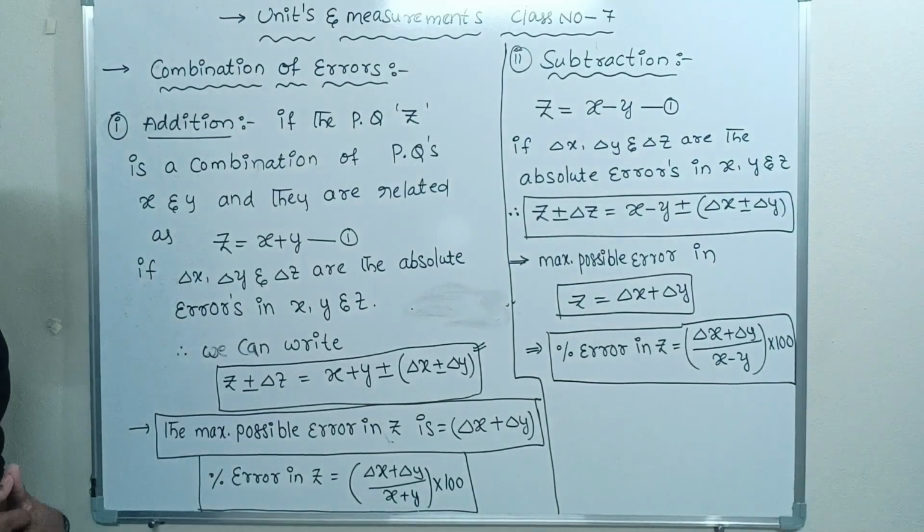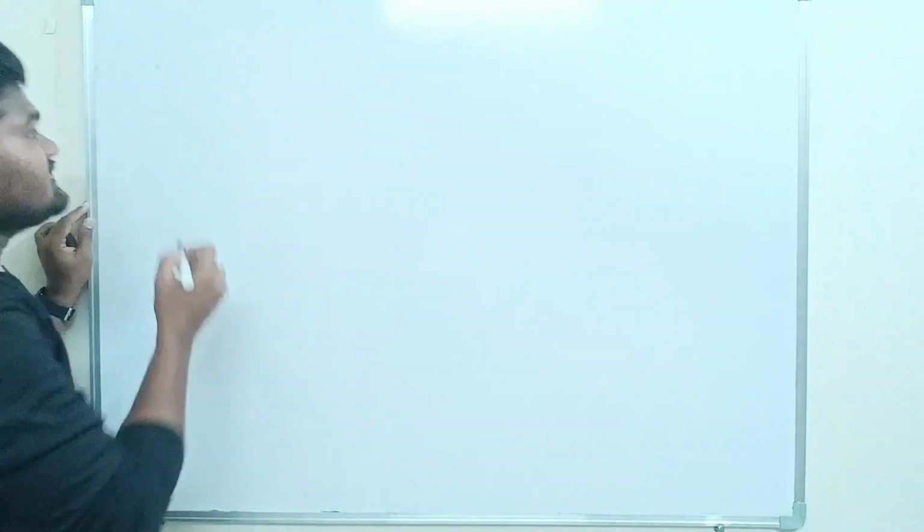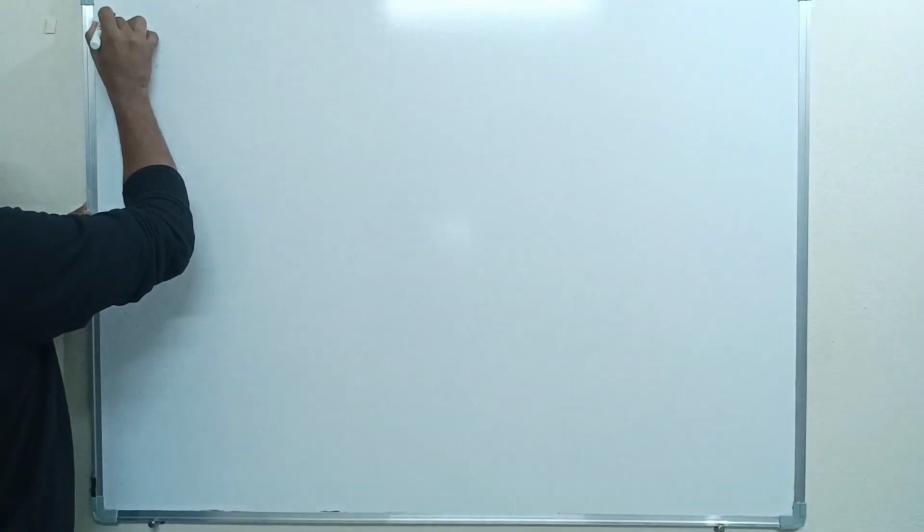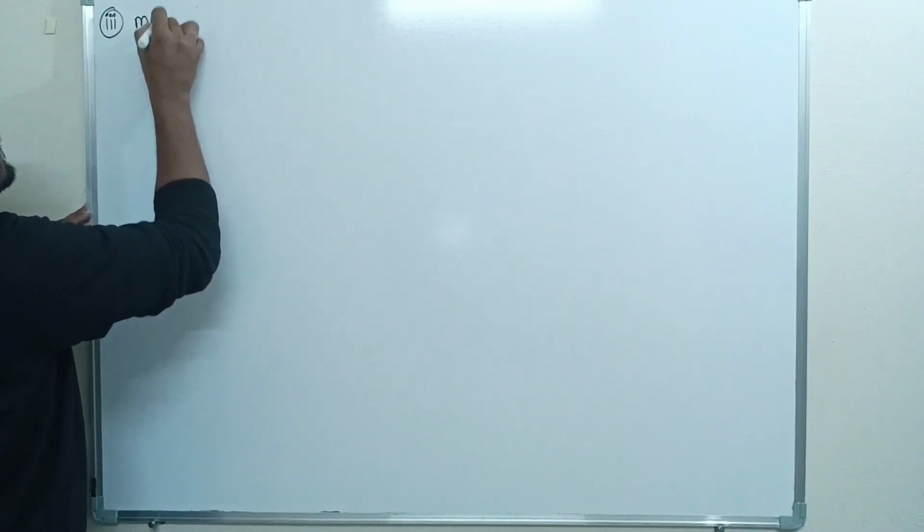Pause the video and write the notes. 3, 2, 1, go. Alright. Let us see the third one: the combination of error in case of multiplication.